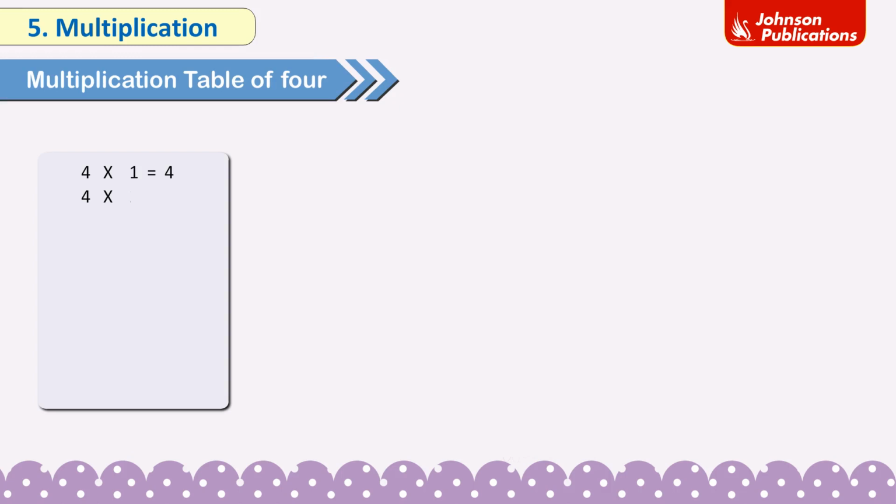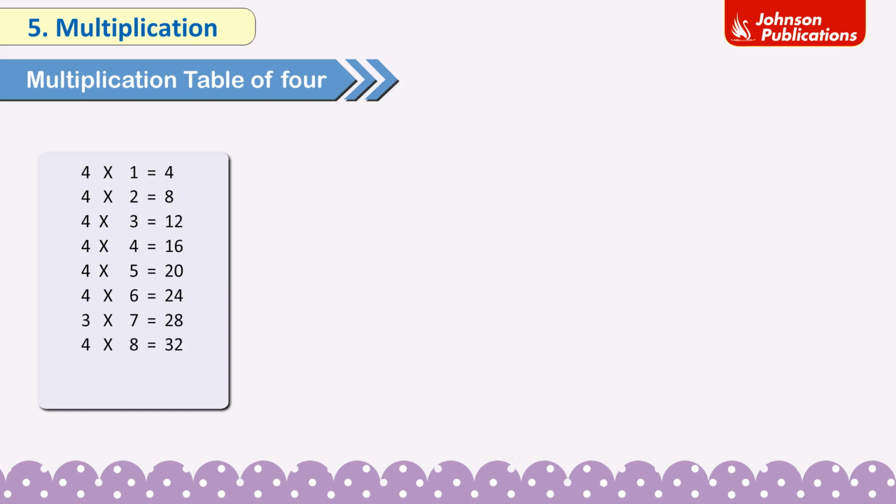4 times 2 equals 8. 4 times 3 equals 12. 4 times 4 equals 16. 4 times 5 equals 20. 4 times 6 equals 24. 4 times 7 equals 28. 4 times 8 equals 32. 4 times 9 equals 36. 4 times 10 equals 40.